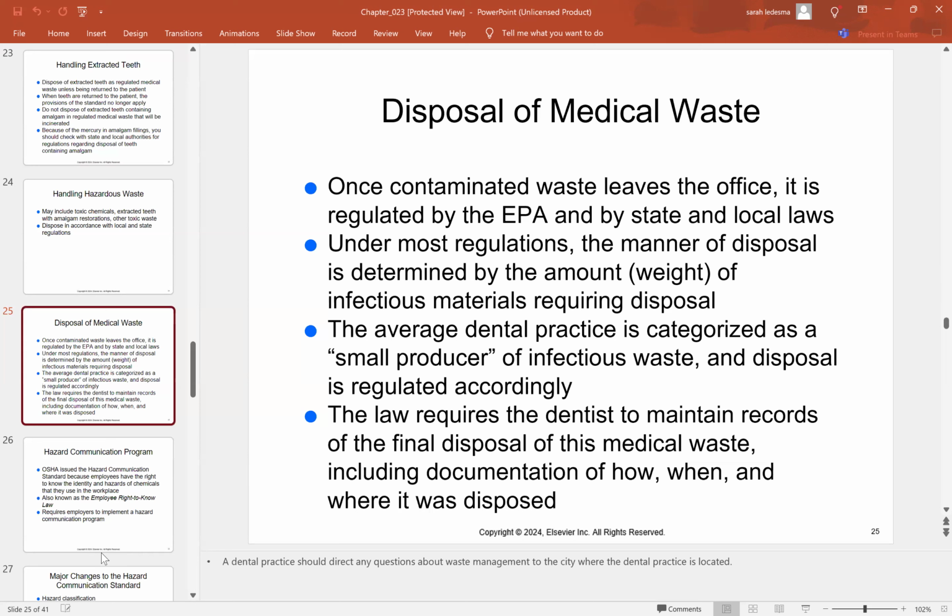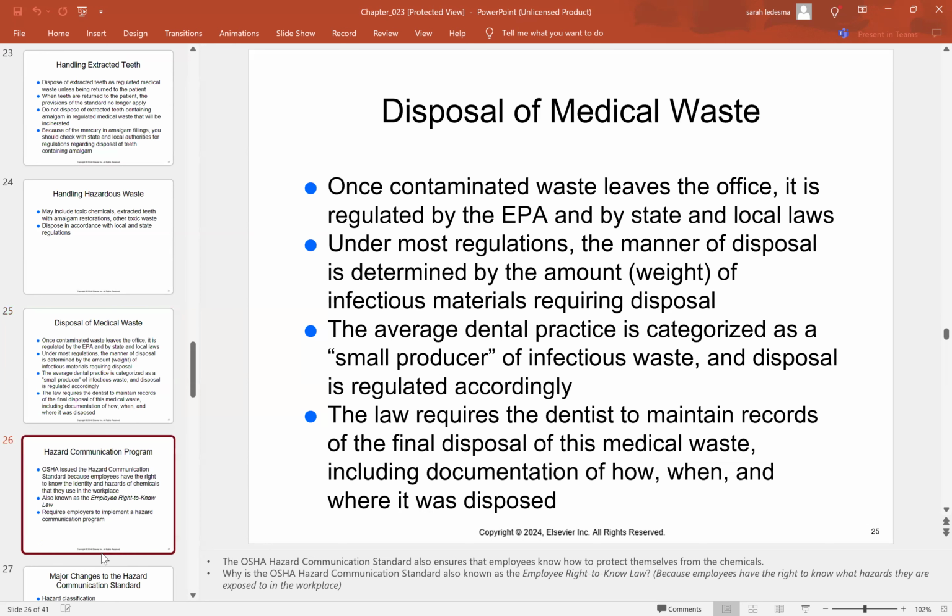The average dental practice is categorized as a smaller producer of infectious waste. The law requires that the dentist maintain records of the final disposal of medical waste, including documentation of how, when, and where it was disposed.